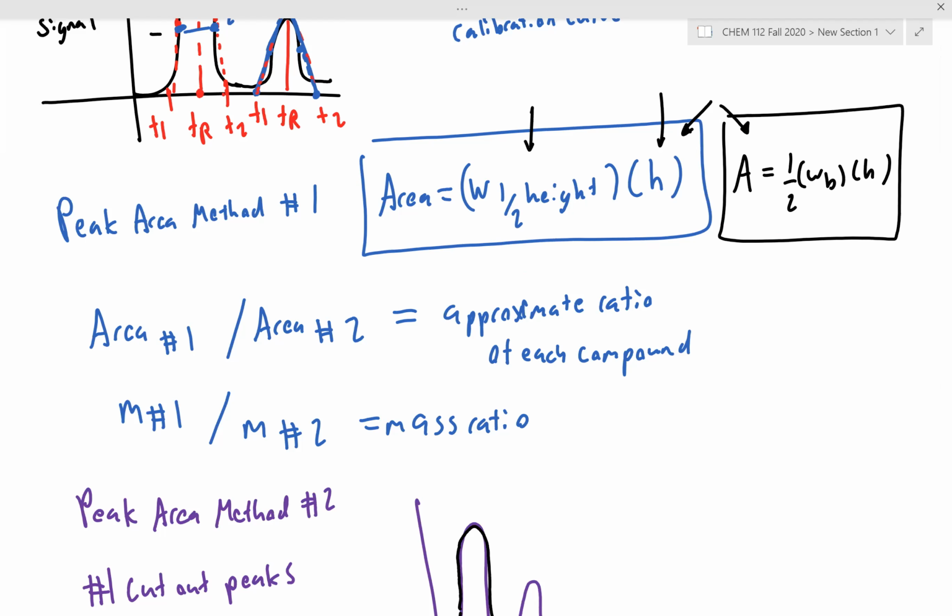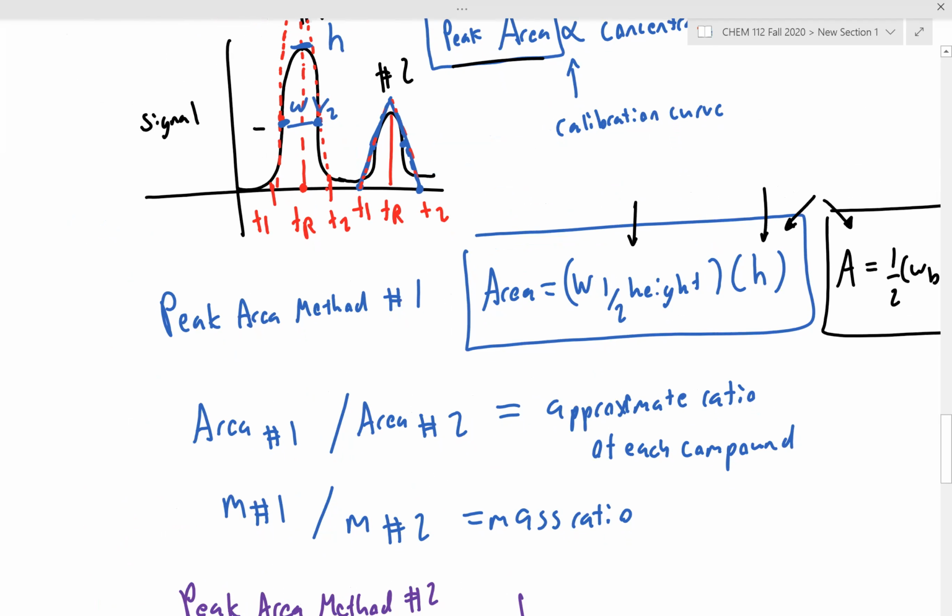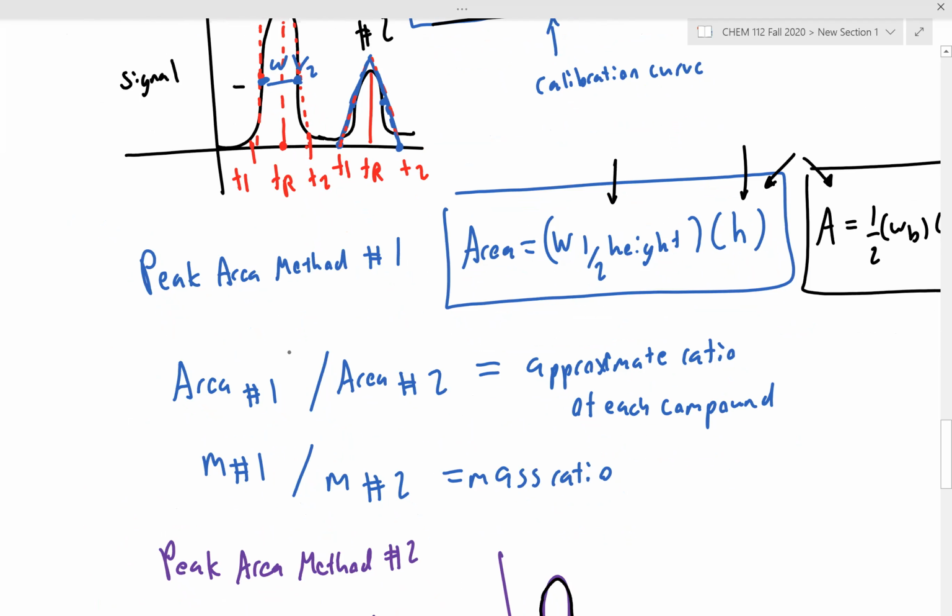Now, once we have the peak area, the ratio of peak areas corresponds to the approximate ratio for the mass of each compound. So what I would like you to do is calculate the peak area ratio and compare it to the mass ratio of our isolated compounds. I'd like you to see whether the area ratio agrees or disagrees with our mass ratio.